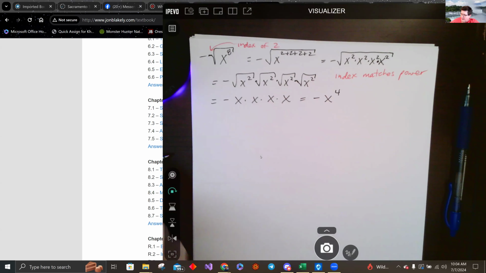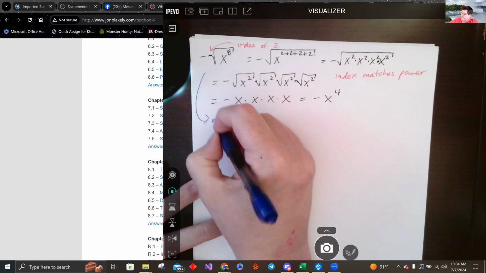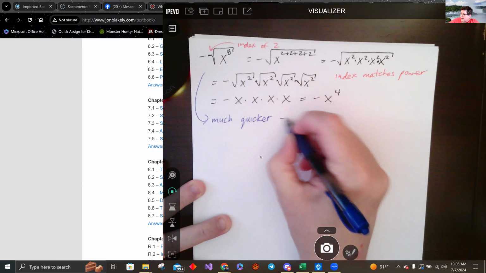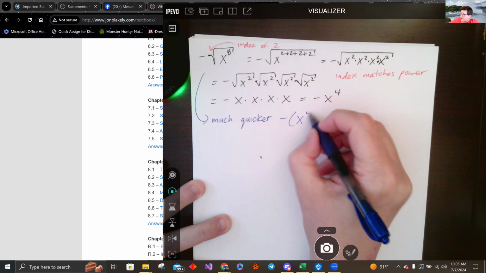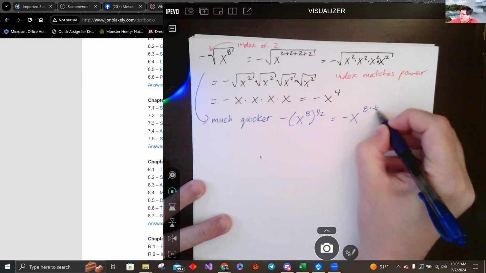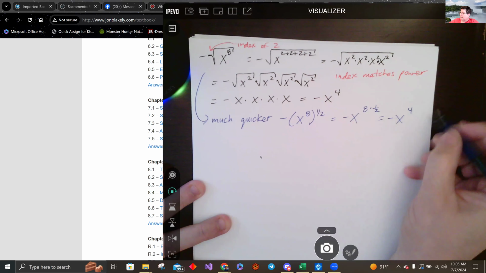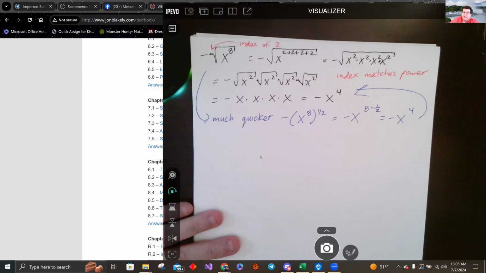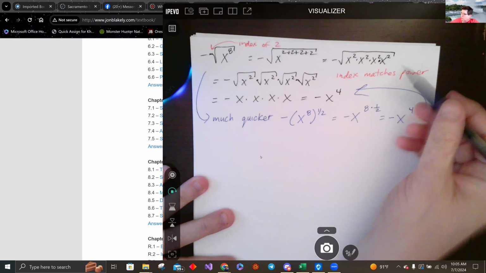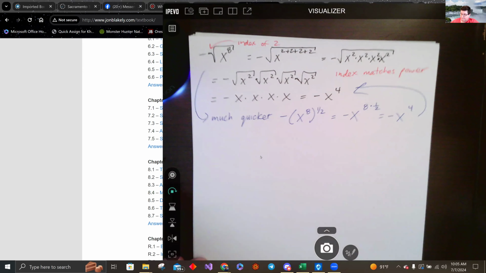Some people like doing it that way. Personally, I think it's much quicker to recognize that this is x to the 8th power to the 1/2, which is 8 times 1/2, which is 4. A lot less writing. But a lot of people don't like working with fractions, and doing this radical bit avoids working with fractions. This was not hard fraction work, though.